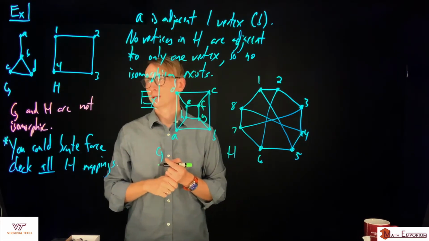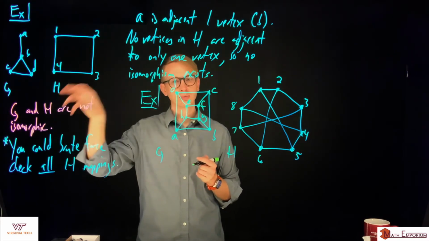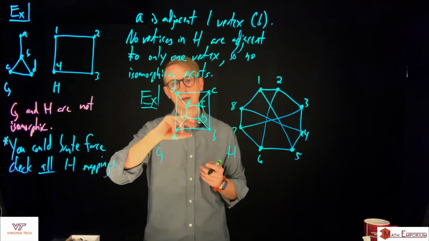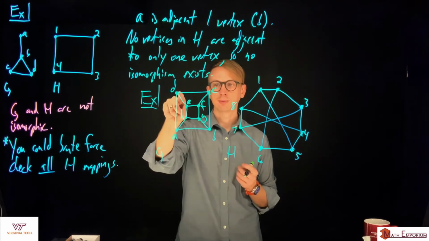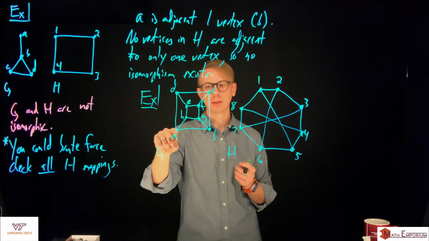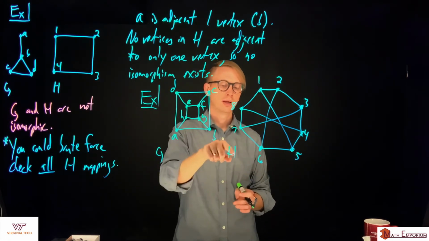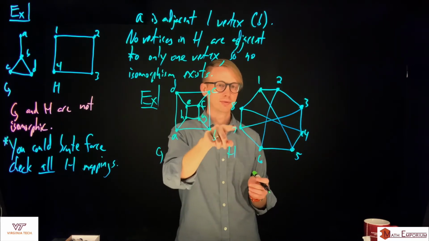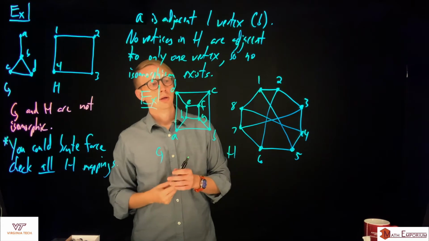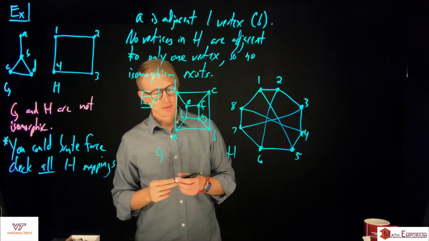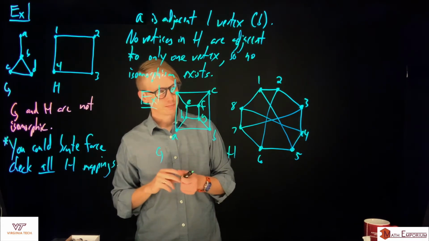Could I use the argument that a vertex is adjacent to more things in one and can't ever be matched to another? Actually, no, that doesn't quite work this time either. Every vertex in G is adjacent to 3 other things, and same thing with H. Every vertex in H is adjacent to 3 other things. So that is going to make things quite challenging at this point.